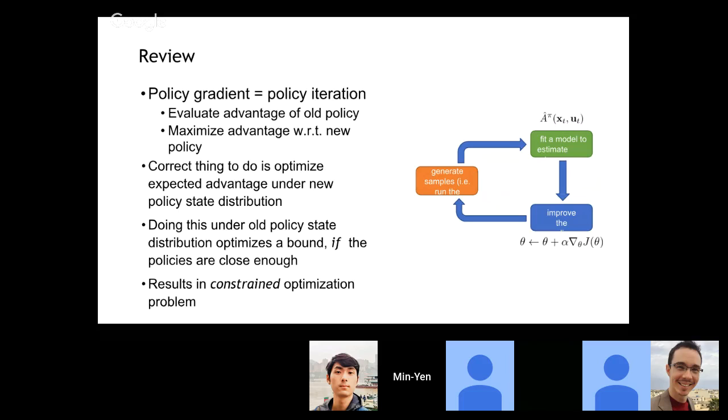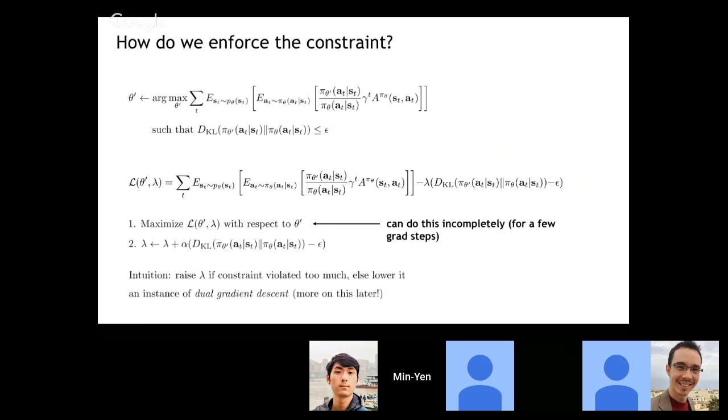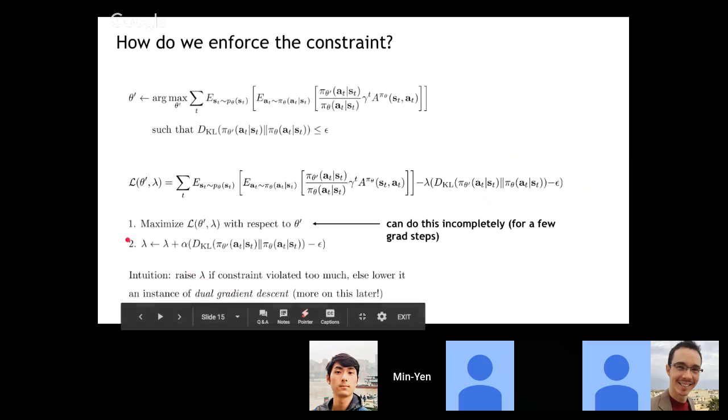A different algorithm. There's a description of the algorithm, I remember, in the previous slide. Steps 1 and 2, that's the new algorithm. So it's a different one.